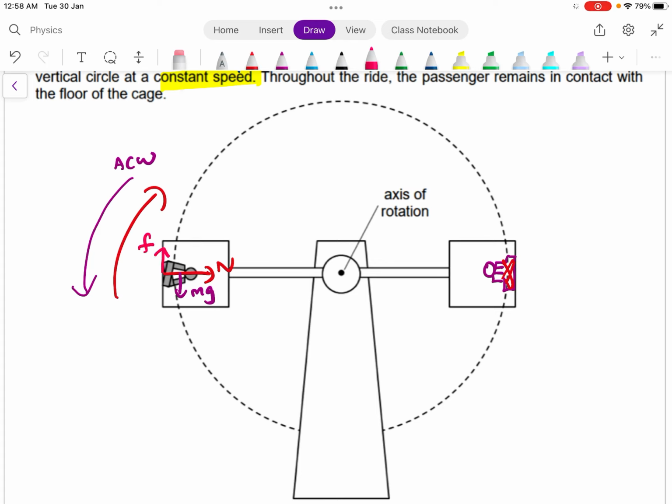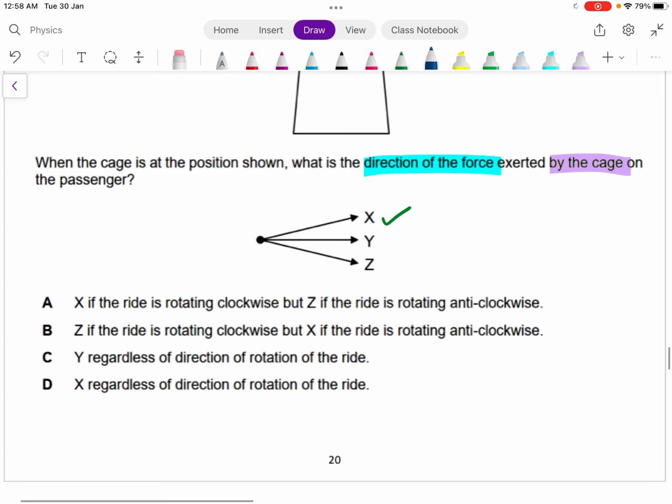So you can see that, be it in the clockwise direction or anti-clockwise direction, the direction of the forces will still be the same. If you look at the normal contact force and the frictional force, the resultant force on the person caused by the floor of the cage is actually in this direction. So the answer for checkpoint 17 should be D, X, regardless of the direction of rotation of the ride.